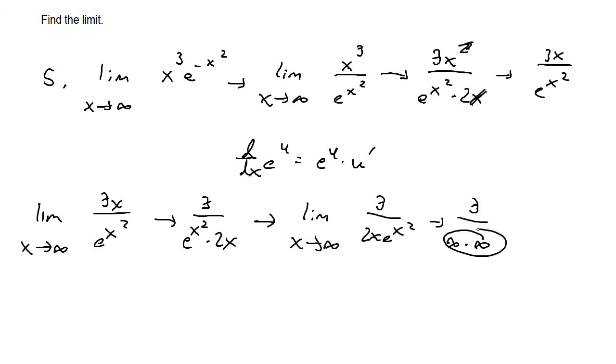Infinity times infinity is infinity, so we do have 3 over infinity. Now 3 divided by a very large number, like infinity, is basically going to get 0. We're going to get closer and closer to 0. So that is going to be our final answer for the limit.